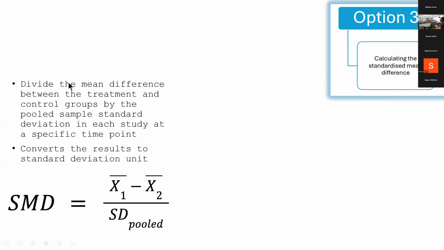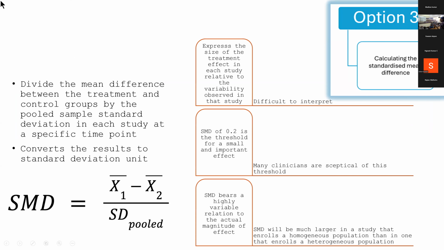So the third option is to actually use the standardized mean difference. So what is that? Basically, you find the mean difference between the two treatment groups, that is the treatment and the control group, and you divide by the standard deviation. So the formula is this. You basically convert that unit of the scale into a standard deviation unit.